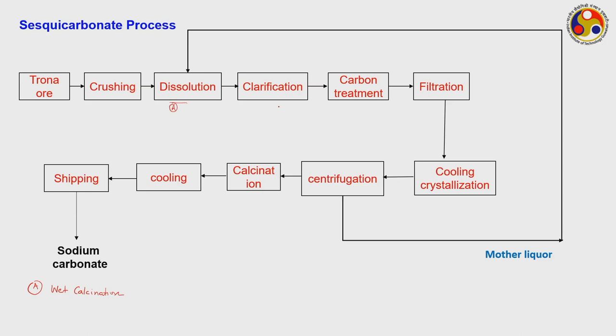You use the activated carbon to remove the carbon part of the soluble impurities, and you also remove the insoluble part by clarification, as we did in the previous monohydrate process. Once you do the filtration, the filtrate containing the soda ash goes for cooling crystallization. In the cooling crystallization, the temperature has to be cooled to 40 degrees Celsius. Then you will have sodium sesquicarbonate crystals.